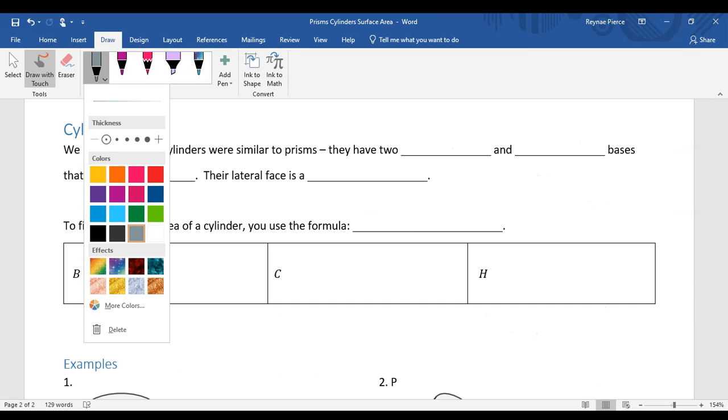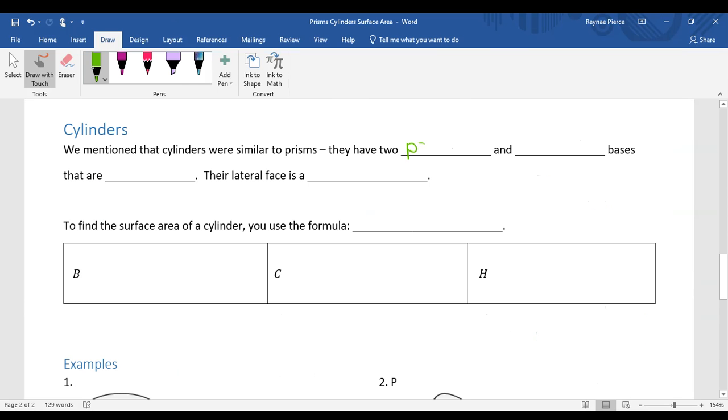All right, cylinders are similar to prisms. They still have 2 bases that are parallel and congruent. All right, but instead of being a polygon, their bases are circles. All right, the lateral face that we're going to deal with is going to be a rectangle. Okay, but they can also be just general parallelograms.